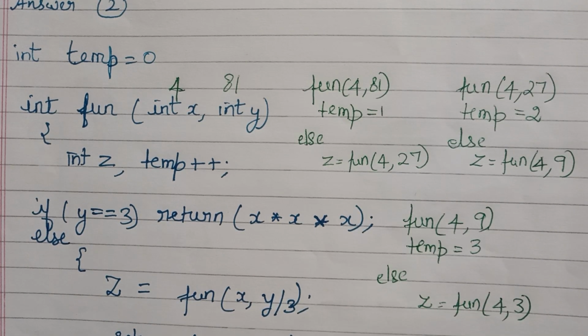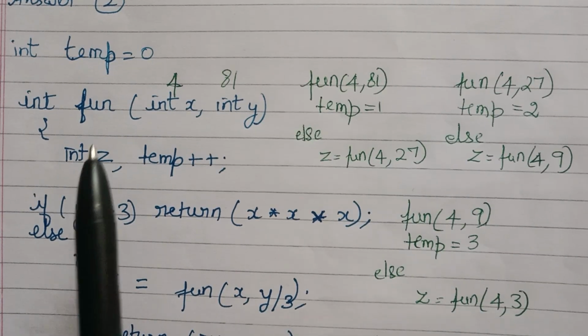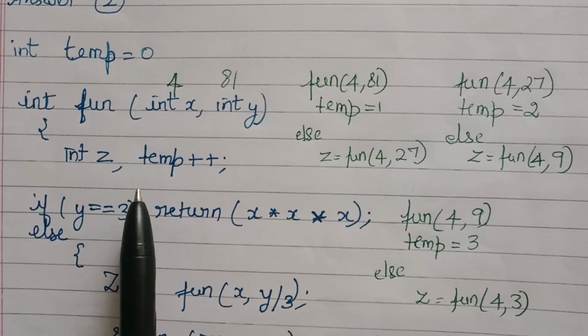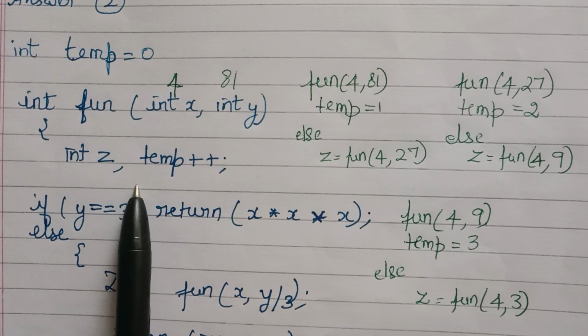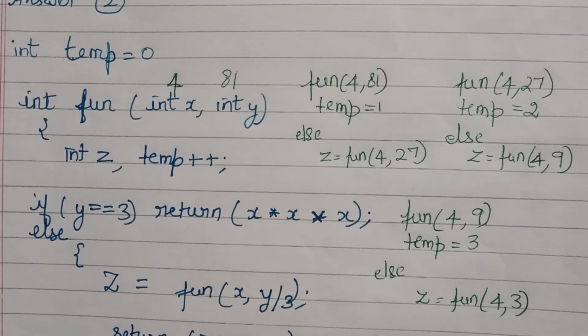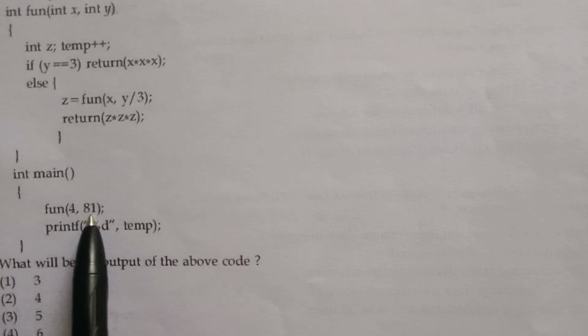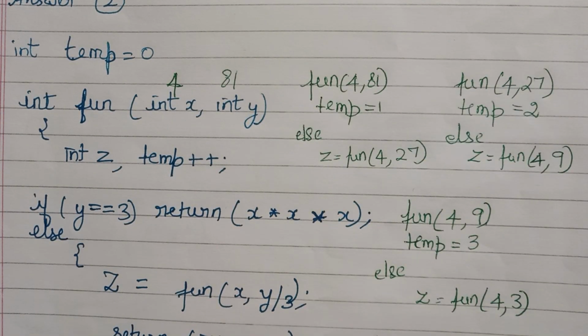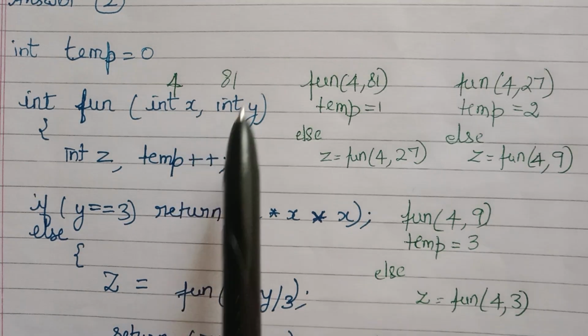Here first the value of temp will be 0, since it is initialized as 0. Then when it enters the function, the values given are 4 and 81. So fun(4, 81): these are the values that go inside the function. At the beginning, 4 and 81 go inside the function.